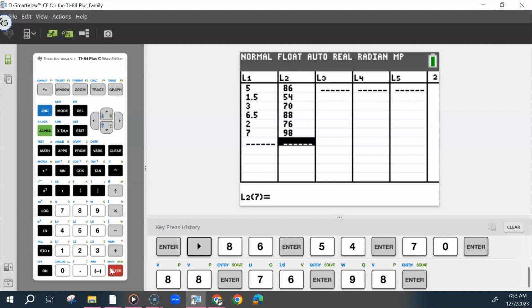Okay. The next thing on your notes says something about clearing lists and missing lists. That's like if you miss something or are missing something. We're not going to cover that right now.